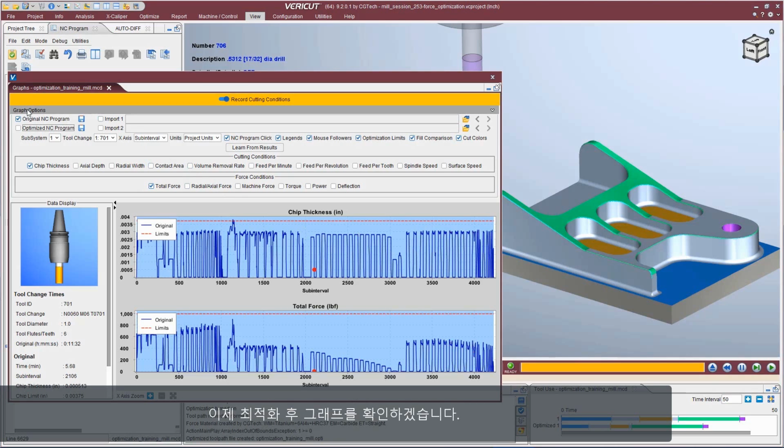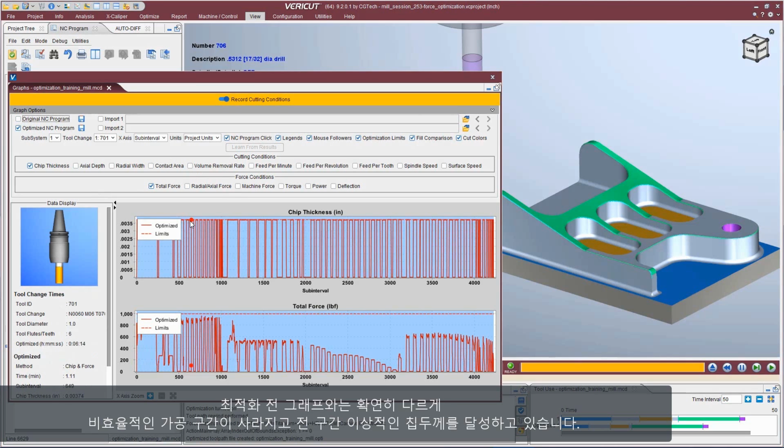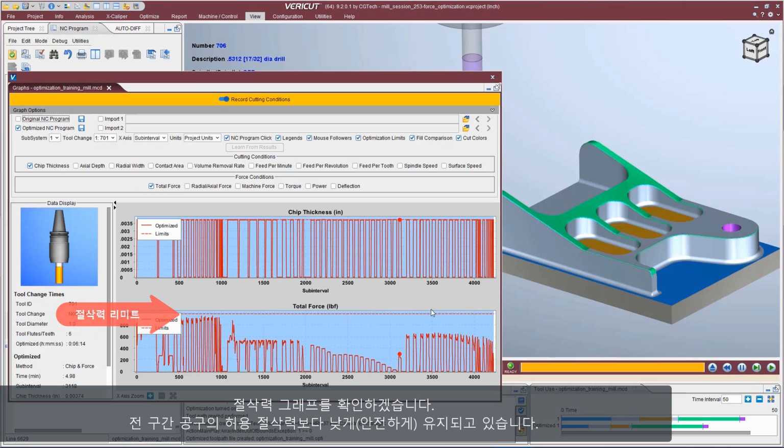So if we look at the optimized NC program, it looks quite a bit different. You'll notice there are no inefficiencies. All of the cutting engaged with material is occurring right at the ideal chip thickness for that tool. Now look at the cutting forces. They're still below the ideal cutting force of what this tool can withstand. So there are no problems with cutting force.